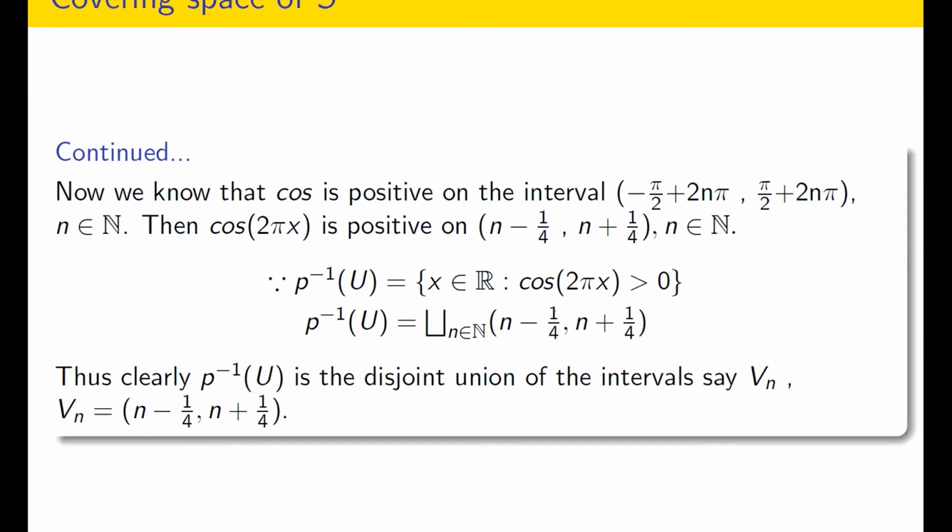So P inverse of U is just the x such that cos 2 pi x is positive. So P inverse U is precisely the union of the intervals n minus 1 by 4, comma n plus 1 by 4, where n is in the integers. And each of these sets is disjoint. So we can write P inverse U as a disjoint union of these intervals, and we call them Vn.